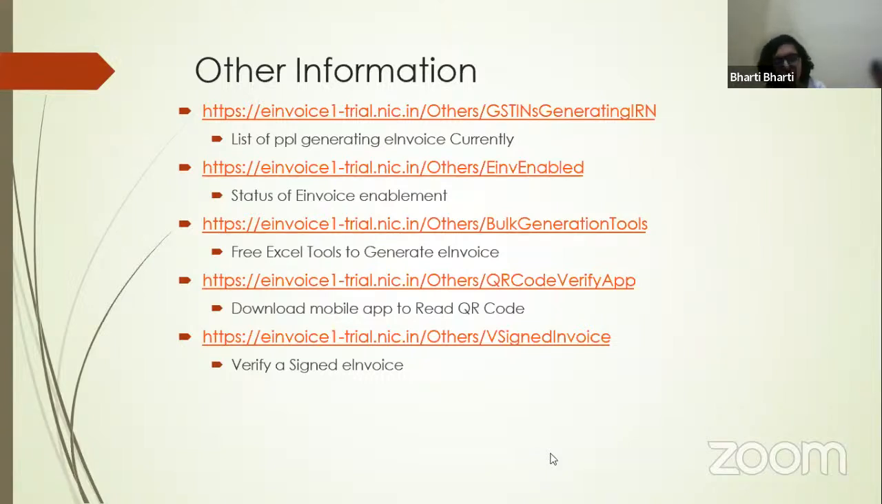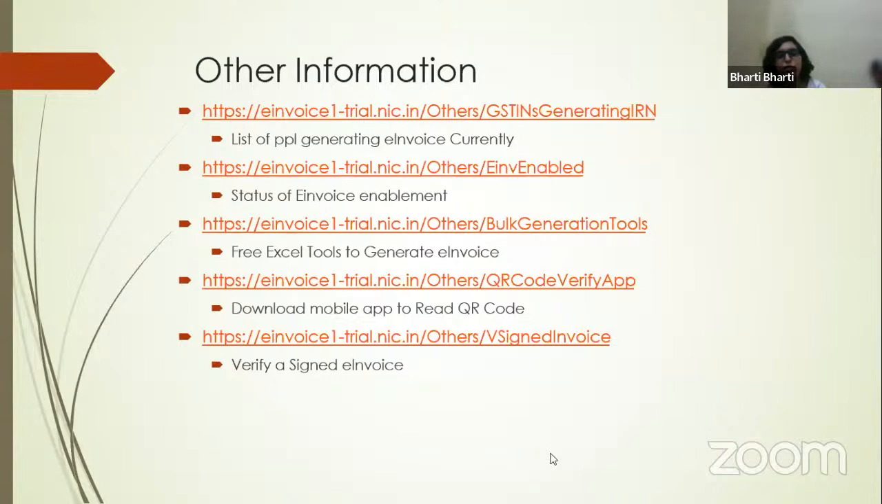The government also provides a free Excel tool to generate e-invoice, that is the offline utility, that is a form of Excel wherein you put in your data, generate the JSON from that and upload it directly to the portal. Plus, the government also provides a QR code verify app. Using that app, you can scan the QR code on the e-invoice and verify that this is a valid, legitimate e-invoice. And you can also verify it using the response JSON.